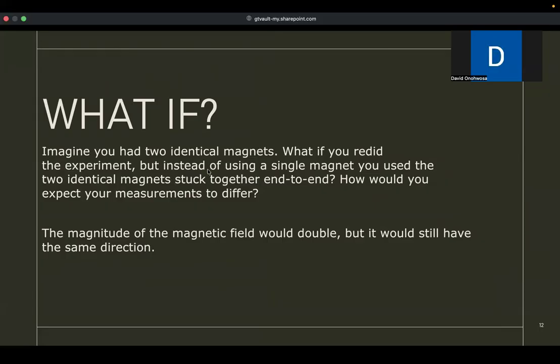And then if we redid the experiment, but instead of using a single magnet, we put two identical magnets stuck together end to end, how'd the measurements change? The magnitude of the magnetic field would double, but it would still have the same direction because they're end to end.